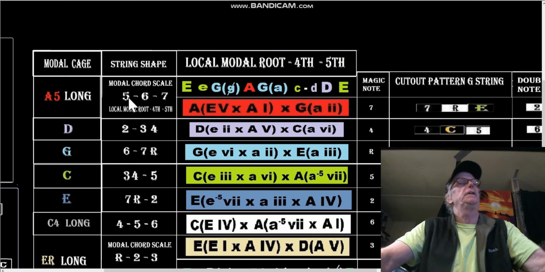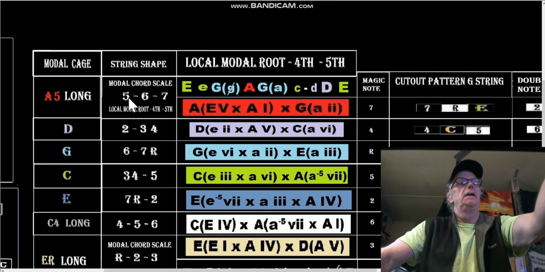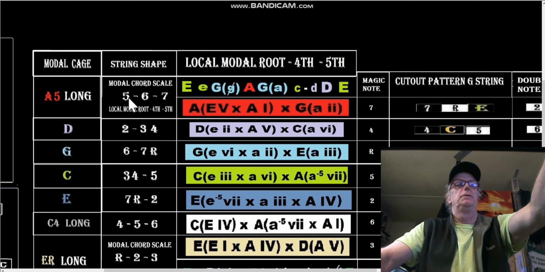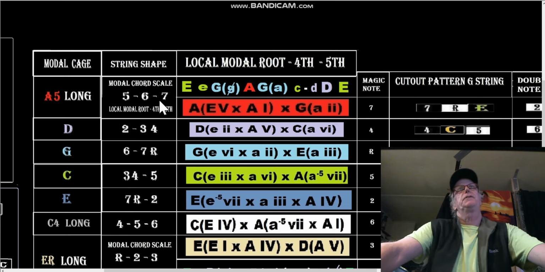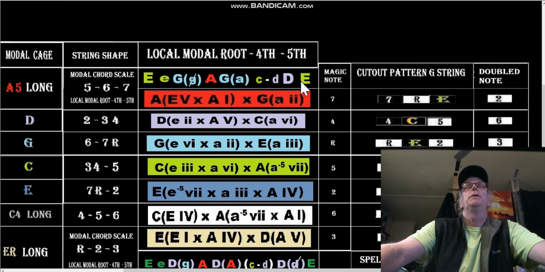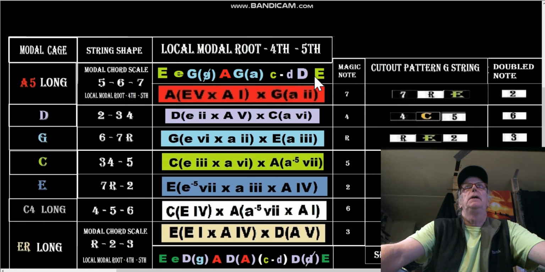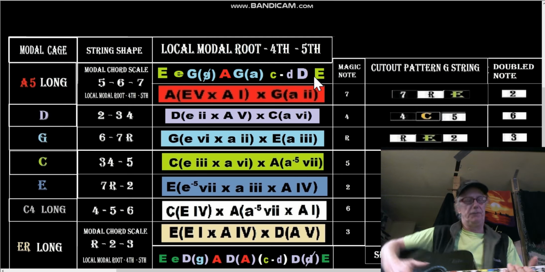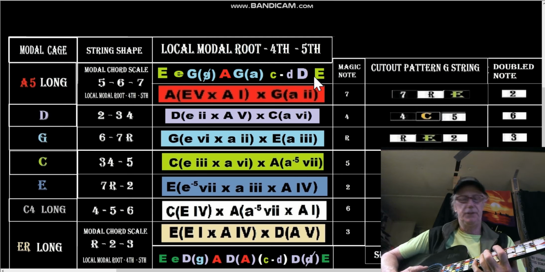5, 6, 7 in the key of E, okay, is B, C sharp, D sharp. Okay, so just 5, 6, 7. If we're looking at that particular string shape, all right, we're going to play that as a cage. So the bottom string shape is going to be 5, 6, 7. Key of C here is 5, 6, 7, like that.